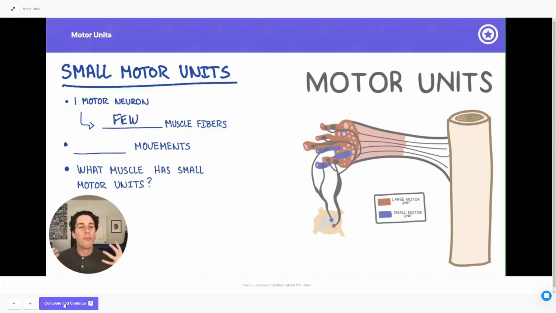All right, so this is going to be that definition for a small motor unit. And so what kind of movement do you think it's going to produce? Do you think it's going to be very precise? Do you think it's more powerful? So go ahead and just think about that for just a second.